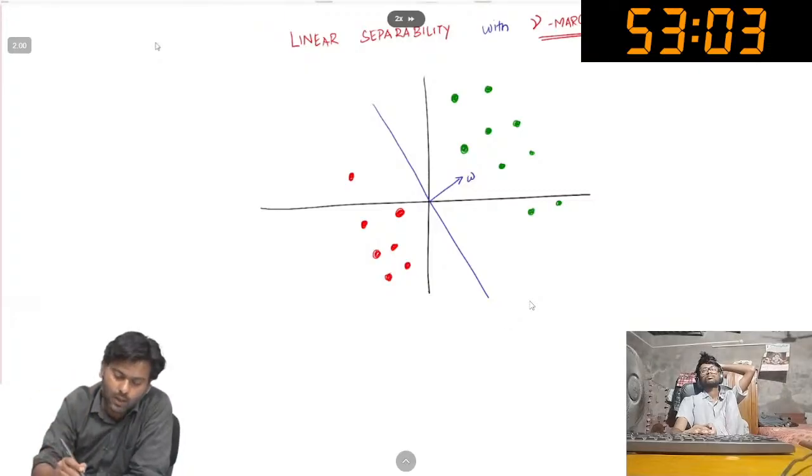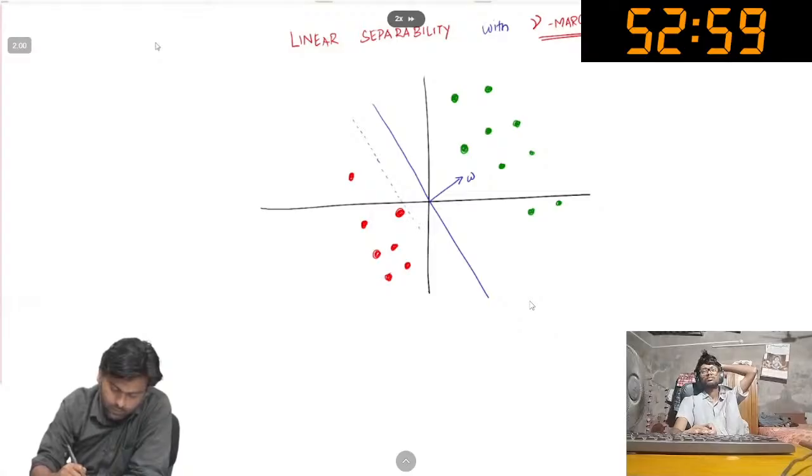What does that mean? That means that I can draw these lines which are parallel to the separator. I'm just going to adjust my points so that I can make my point very clear.